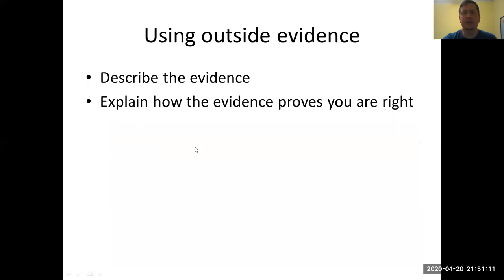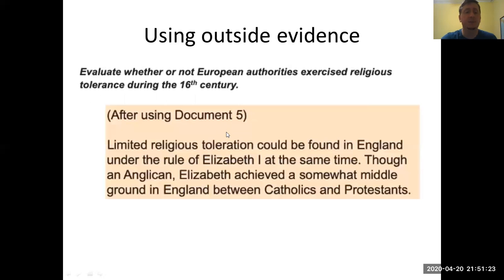In outside evidence, you don't have as much to do because you don't have to reference that document. So you've got to describe the evidence and explain how that evidence proves that you are right. So essentially the same thing, you're just not referencing a document. Here's an example. This is the end of a paragraph for this person. So in the beginning of the paragraph, they used document 5, that segment from the Edict of Nantes. And so they decided to add some evidence at the end of that using another politique, not Henry IV of Navarre, but instead Elizabeth I.